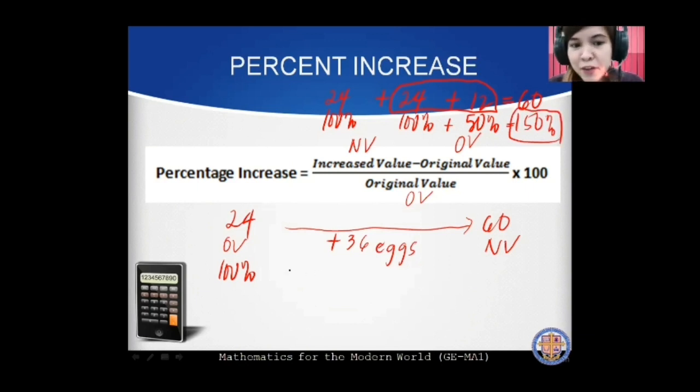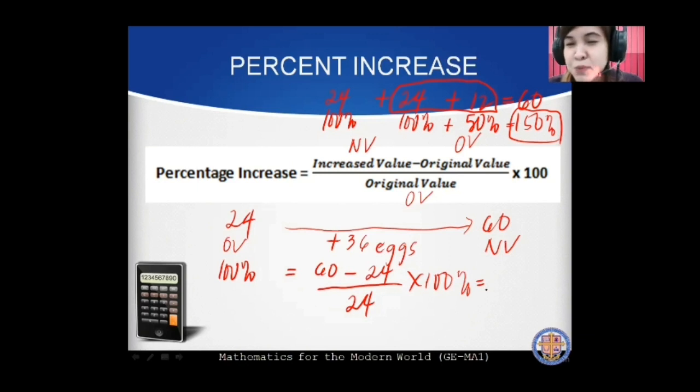Pag in-apply mo naman yung formula, gamitin mo lang yung formula. Increased value, yung lumaking halaga, or bilang, 60. Then, minus old value, magkano nabenta niya kahapon? 24. Divided by, yung nabenta niya pa rin kahapon, old value. Tandaan nyo, laging denominator yung old value. Then, times 100%. So, pag pinress mo yan sa calculator, i-minus nyo muna, equals muna, bago nyo siya i-divide sa 24, tapos ito times sa 100%. So, the answer is 150%.